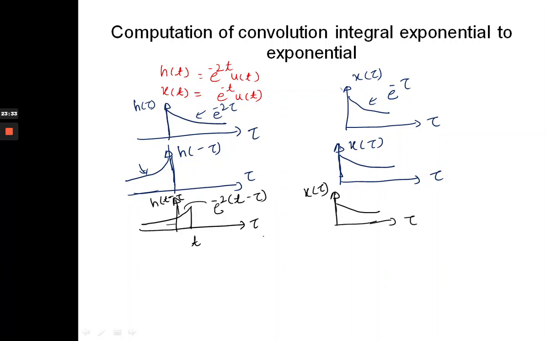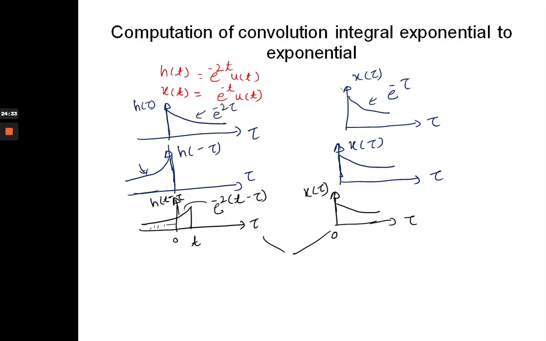Now next, take the product of these two. As the signal exists from tau equal to 0, before this the product is 0, and it will start from 0. If we shift the signal toward the right side, then the t value will change: the lower limit is 0 and the upper limit is t. So we write y of t equals the integral from 0 to t of e raised to minus tau, the first signal, and e raised to minus 2 times t minus tau, the second signal, d tau.